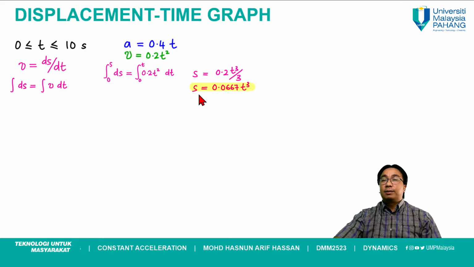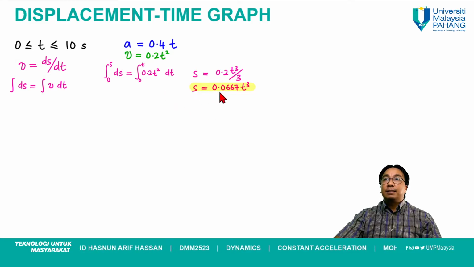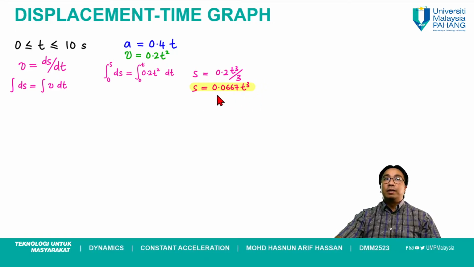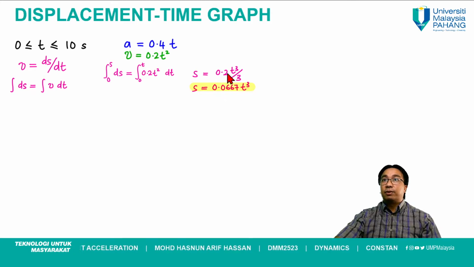The first equation ataupun function of s pada fasa yang pertama is s is equal to 0.0667 t to the power of 3. Ini function yang pertama. Okay. Macam mana dapat 0.0667 ni? Saya bahagikan ni lah. 0.2 bahagi dengan 3. You will get this number.